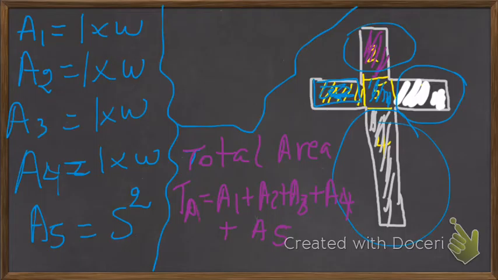Okay, that's the total area. And then you find the answer that you are looking for. The area of the cross in this case, right? Exactly. In this case, the area of the cross that we have in here. All right.